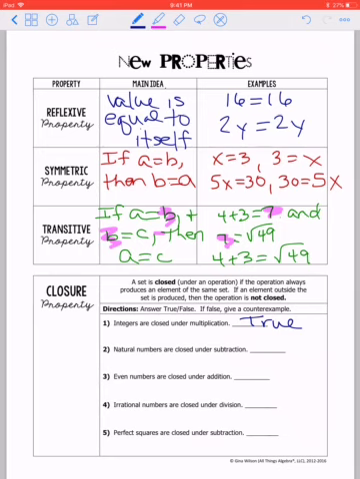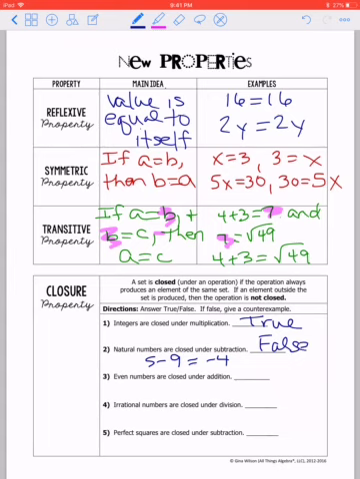Number 2, natural numbers are closed under subtraction. So you need to think back to your notes from the day before. What are natural numbers? Those are your counting numbers. And so under subtraction, I could do 5 minus 9. 5 and 9 are both counting numbers. When I subtract 5 minus 9, that gives me a negative 4. So now here I have a problem because natural numbers are not negative numbers. And so this one would be false. It is not closed.